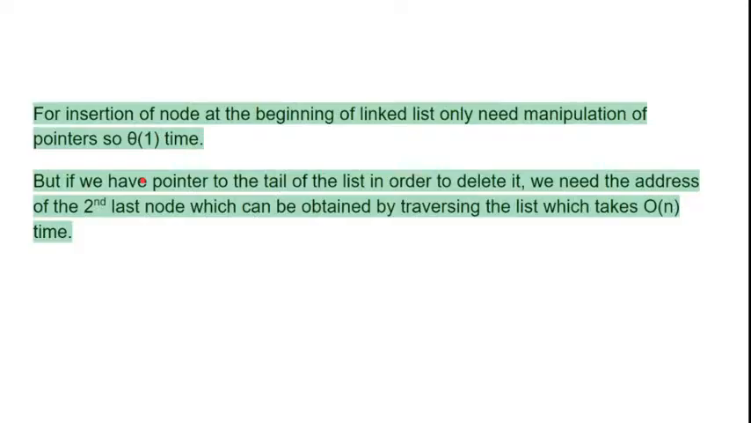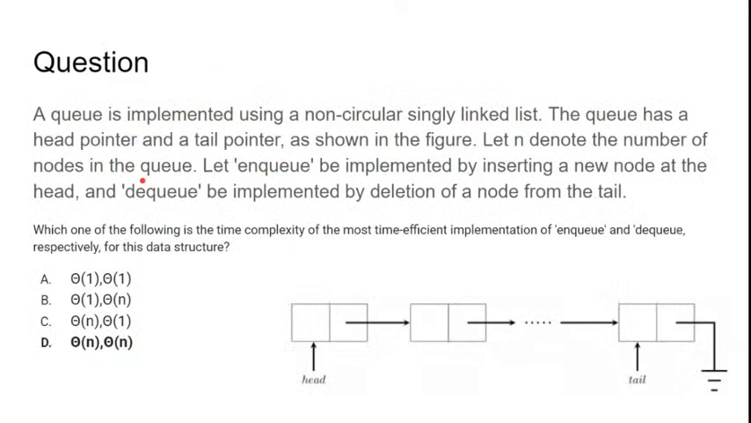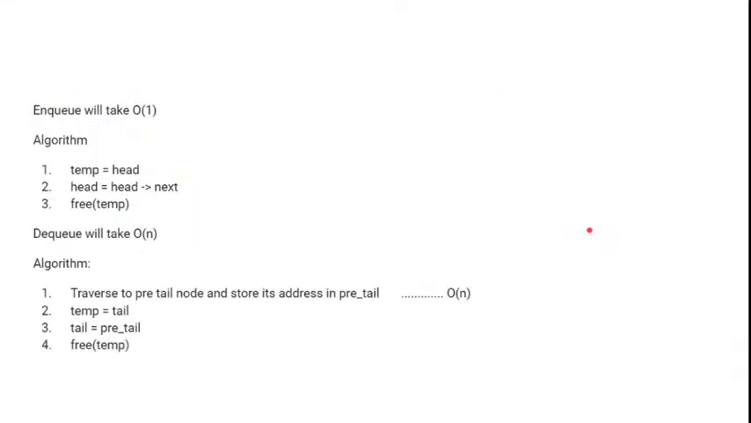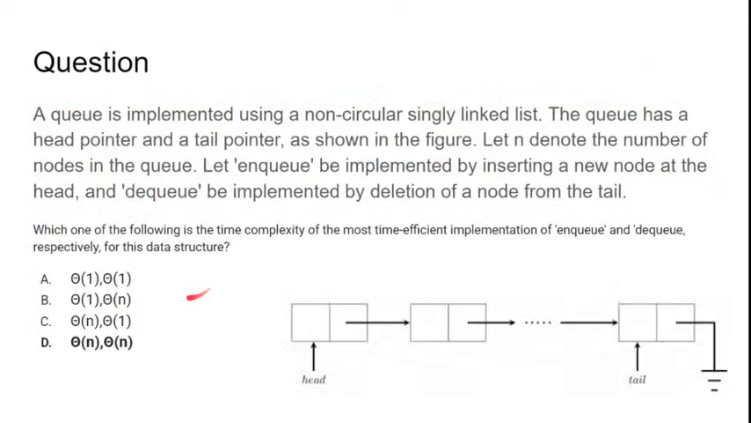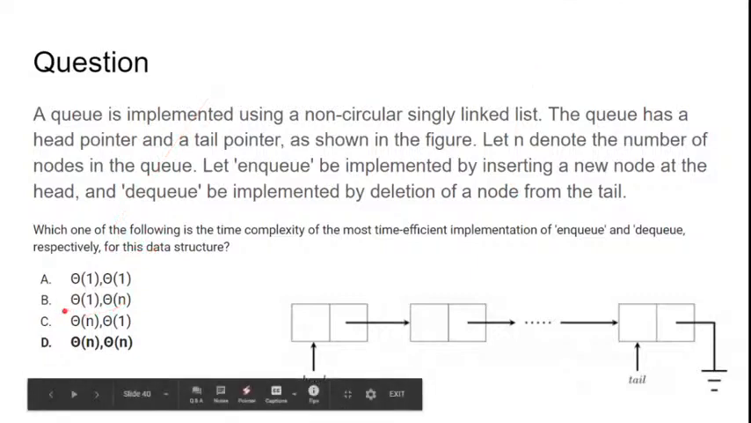Okay, so here the option will be... for NQ it is taking O of 1 and DQ O of n time. So here I think B will come. For NQ we are taking O of n, O of 1, and for DQ O of n, O of n. So our option is B.